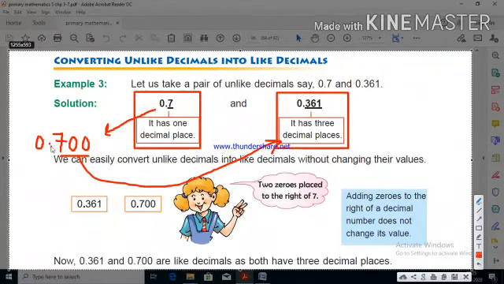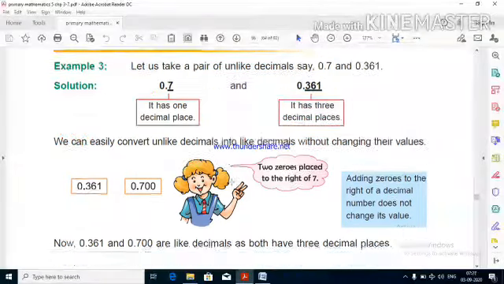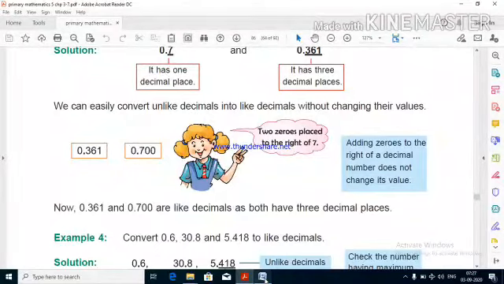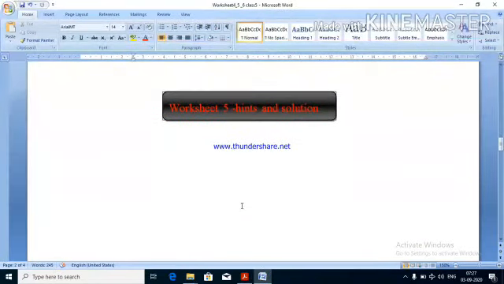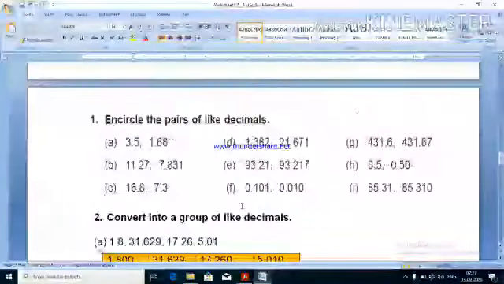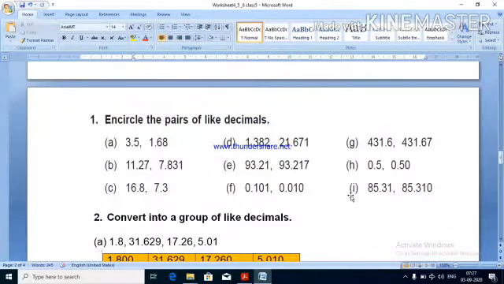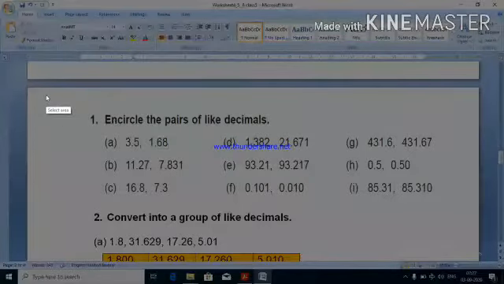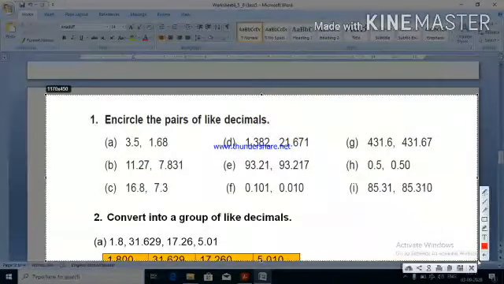So when we add 0 on the right side of the decimal part, then we compare with the second digit. If it has the same number of digits, then they are known as like decimals. Now come to your worksheet 5. We have to encircle all such numbers which are like decimals.